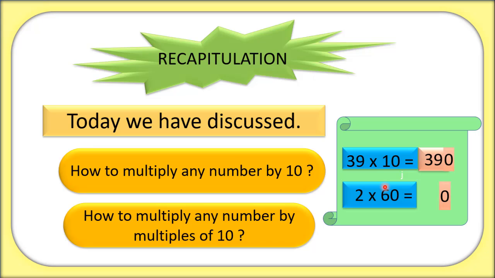2 को 6 से मल्टीप्लाई करना है. And when you will multiply 2 by 6, 2 6s are 12. Good. So what is the answer here? When you multiply 2 by 60, the answer is 120. Very good, my dear students. I hope you have cleared the points that how to multiply any number by 10 and how to multiply any number by multiples of 10.